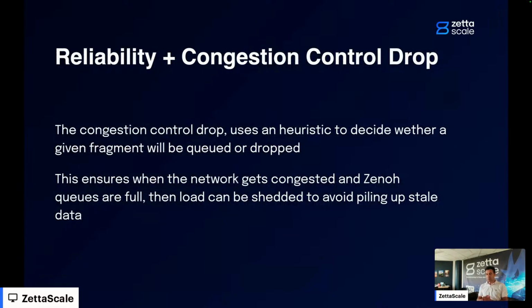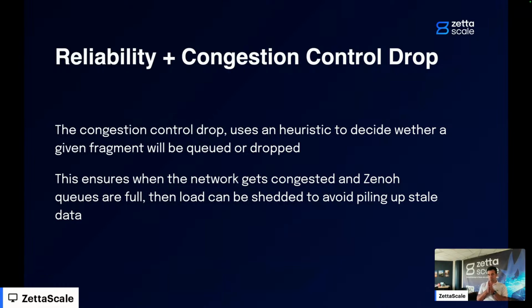So the congestion control drop uses a heuristic to decide whether a fragment, and in fact, actually, it's a batch. But let's forget about batch. I want to keep things a little bit more simple. I want to give you the intuition, and then once I give you the intuition, I'll tell you where I took some poetic licenses. But again, the point is that whenever you have data, your data could be just one fragment or might need to be fragmented. But the point is, we have some heuristic to decide whether the given fragment, and in fact the given batch you're trying to send, will be queued or dropped.